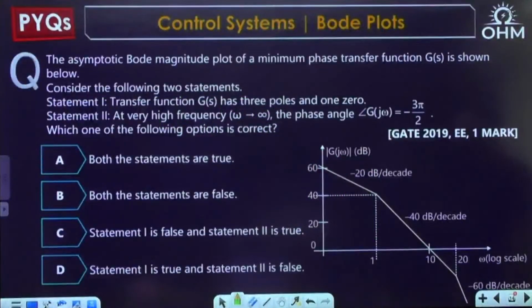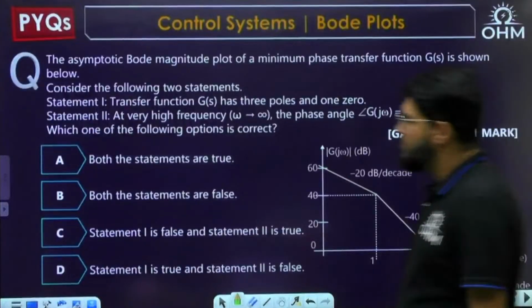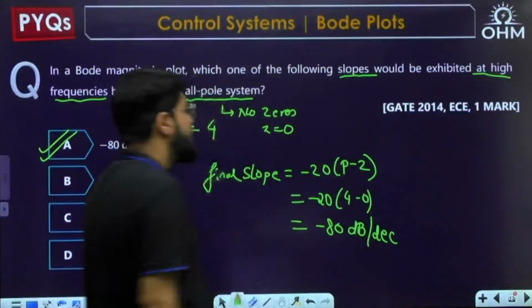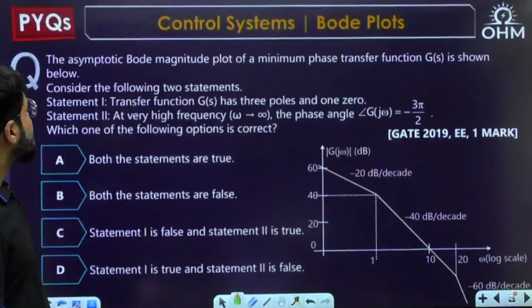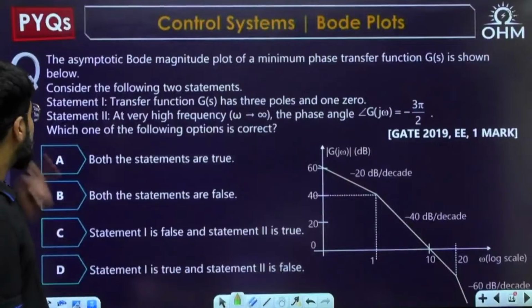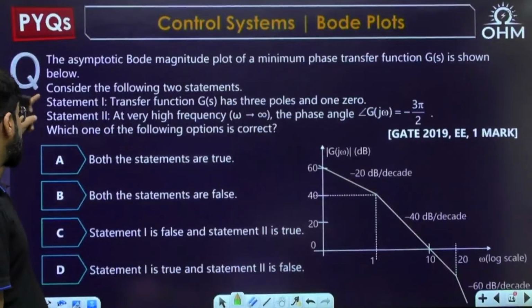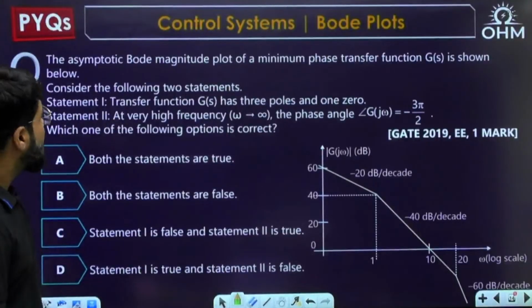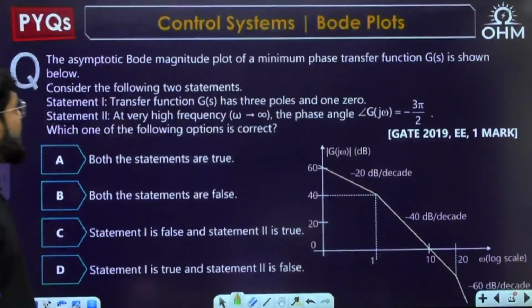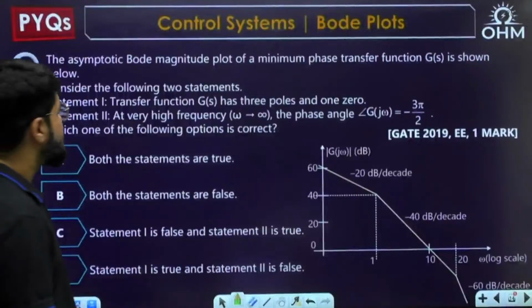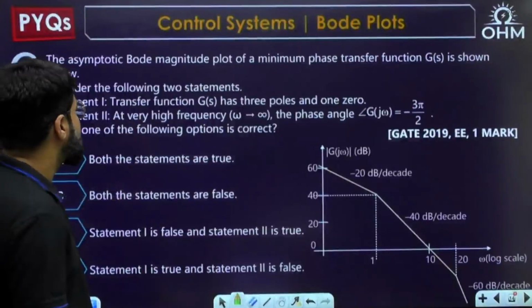The asymptotic Bode magnitude plot of a minimum phase transfer function, GATE 19 EE, 1 mark. The previous one was EC, 1 mark. The asymptotic Bode magnitude plot of a minimum phase transfer function is shown, and consider the following 2 statements. Statement 1 and statement 2 are given. The transfer function G(s) has 3 poles and 1 zero, and at very high frequency the phase angle is minus 3 pi by 2. Which of the following options is correct?